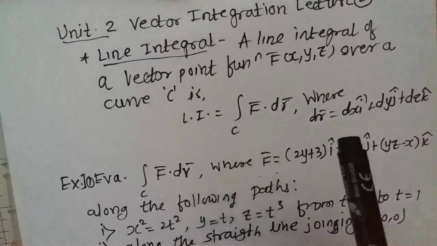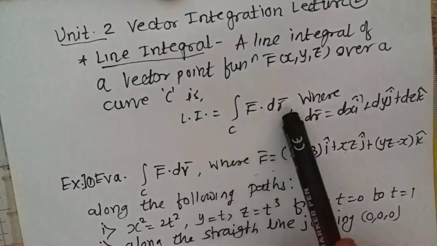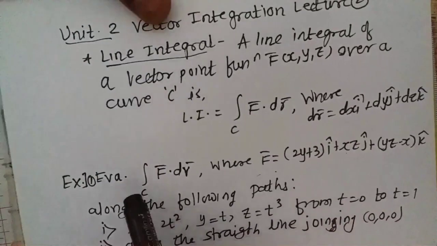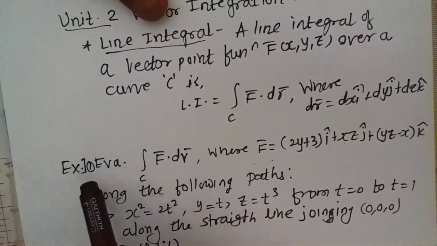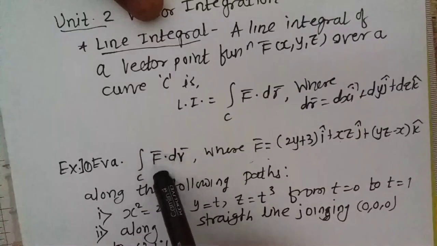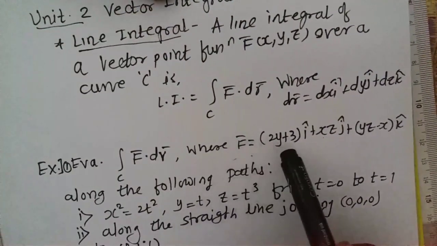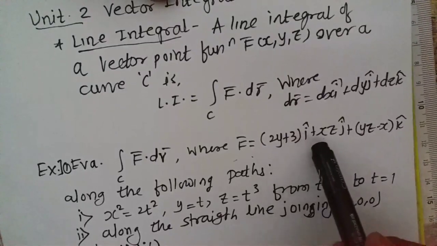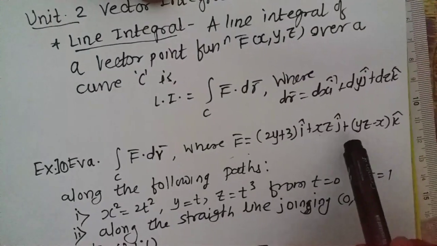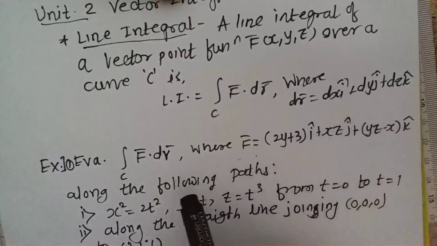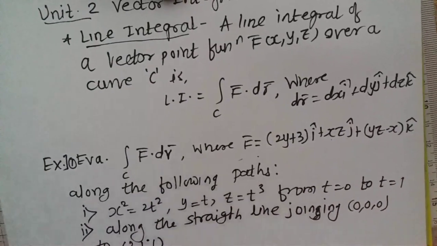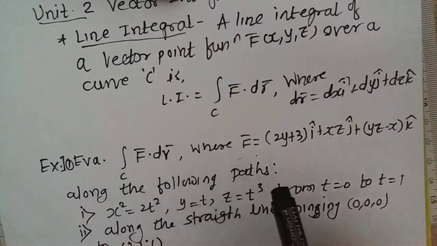Now we are going to evaluate this type of integral in an example. Example number 1: evaluate the integral over C of f bar dot dr bar, where f bar is given as (2y plus 3) i cap plus xz j cap plus (yz minus x) k cap, along the following paths.